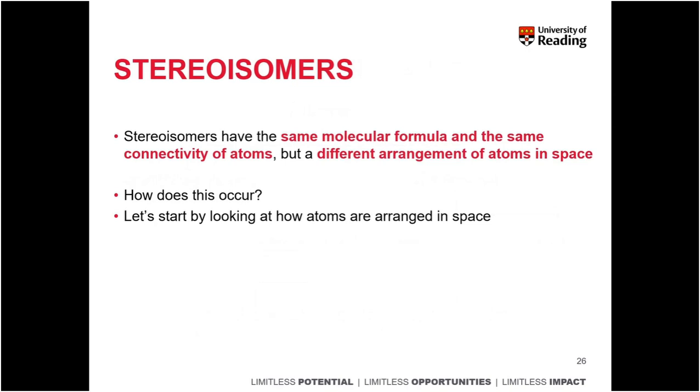Stereoisomers occur when molecules have the same molecular formula and the same connectivity of atoms, but a different arrangement of atoms in space. So how does this occur? Well, it's probably easiest to think about this by talking through some examples. So let's start by looking at how atoms are arranged in space in a molecule which has no isomers at all.